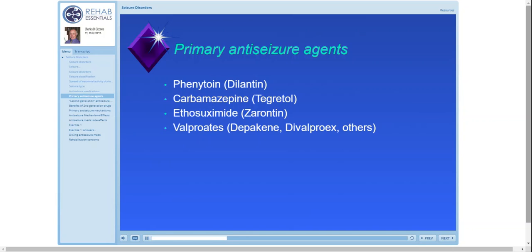Before we go any further, we should mention two other categories that are also very common, and they are the benzodiazepines and the barbiturates. Benzodiazepines we talked about briefly with the muscle relaxants. We see these used commonly in psychotropic conditions like anxiety. They help quiet the central nervous system.